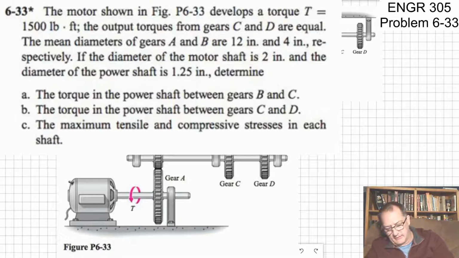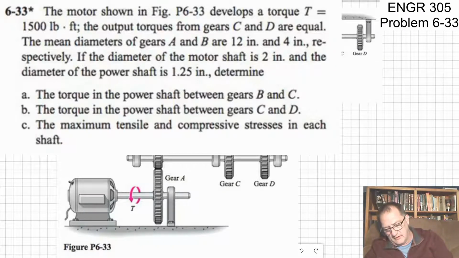I'm going to write that right on my picture. I got the picture up too. So this is 12 inches, and this was 4 inches for gear B, respectively. If the diameter of the motor shaft is 2 inches, so that's a 2-inch there, and the diameter of the power shaft is 1.25, so 1.25 inches.